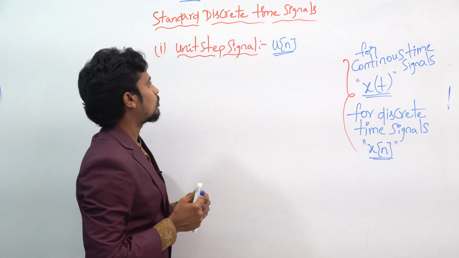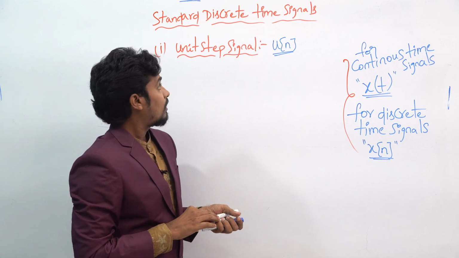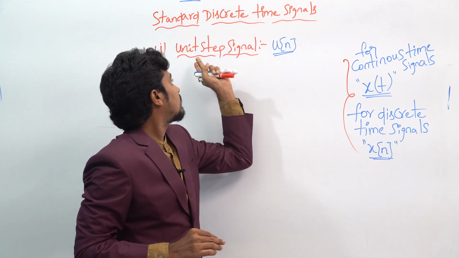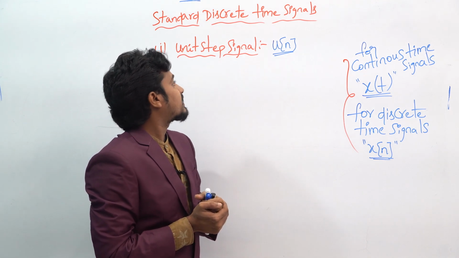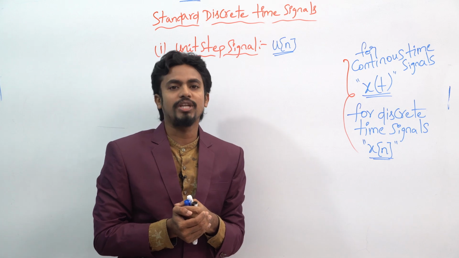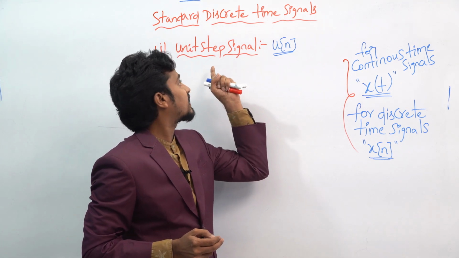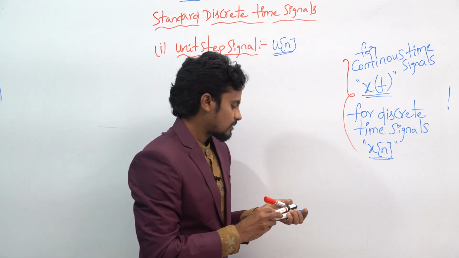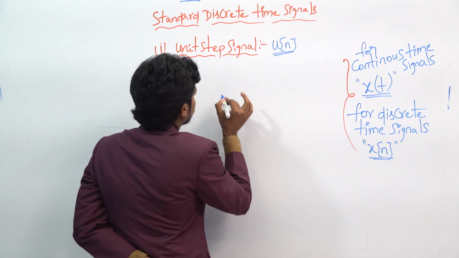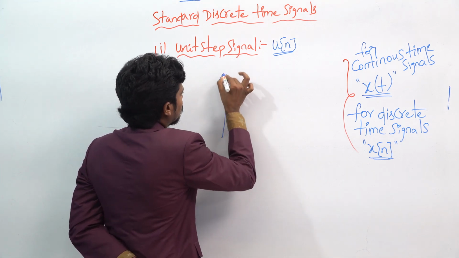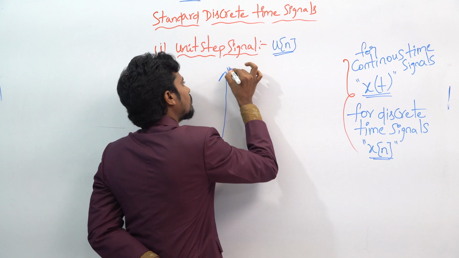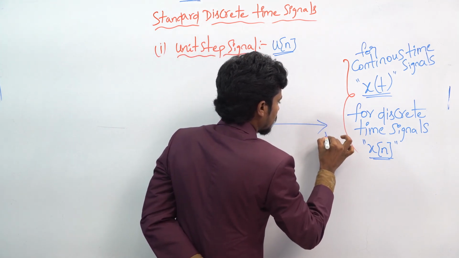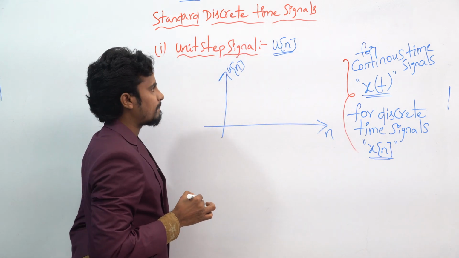Now let's move on to the concept. In continuous time signals, the unit step signal is represented as u of t, and in the discrete unit step signal we have to represent it with u of n. So the plot is like this. This will be the u of n, and here n is the independent variable.